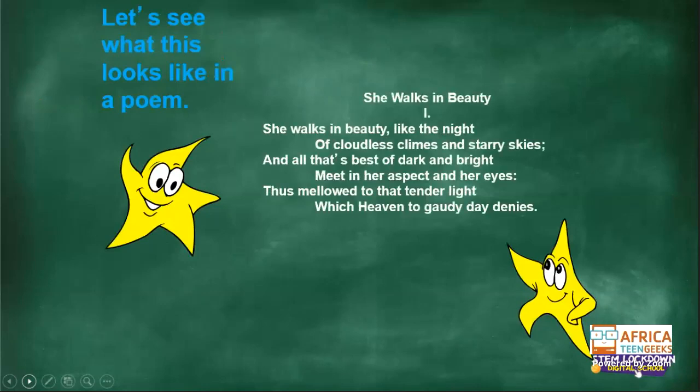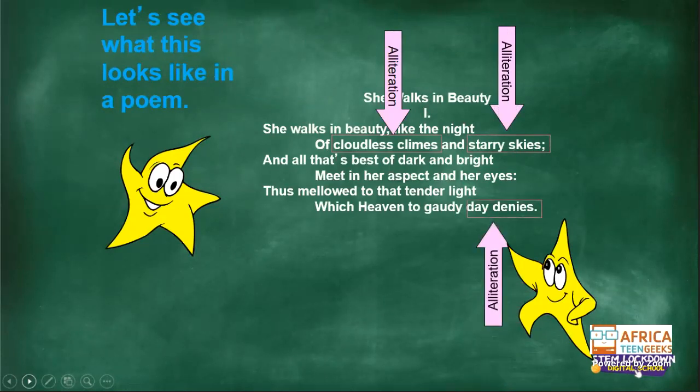Okay, let's see how it looks in a poem. So, She Walks in Beauty. She walks in beauty like the night of cloudless climes and starry skies. And all that's best of dark and bright, meet her aspect and her eyes, thus mellowed to that tender light, which heaven to gaudy day denies. And we can already see that in this specific poem, we have cloudless climes as an alliteration, because those two words start with the letter C. We have starry skies as well. Both of those words start with the letter S. Then we have day denies. So remember, with an alliteration, the words have to come one after the other, and they all have to start with the same letter. So two or more words.